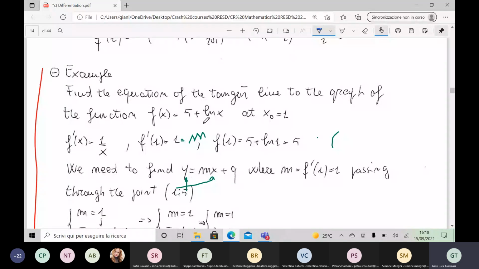Here is the same problem. Remember that that day I told you, suppose I give you the notion of parallelism or perpendicularity. In this case, we have the notion of derivative.